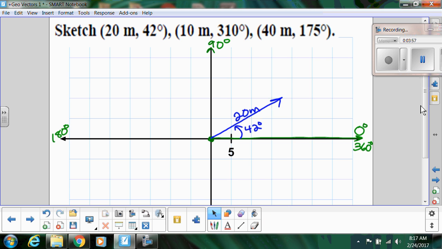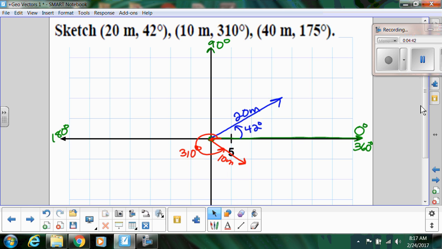Let's do the next one. So 10 meters at 310 degrees. 310 means I'm going to start here at 0 and go all the way around until 310, which is basically 50 degrees shy of 360. So I'm going to go all the way here. And then it's only 10, so I shouldn't make it as long as that blue one. It should be half that size. So this is 10 meters, and then that is 310 degrees. All right, so you see how that red loop shows that that's the 310 degrees.